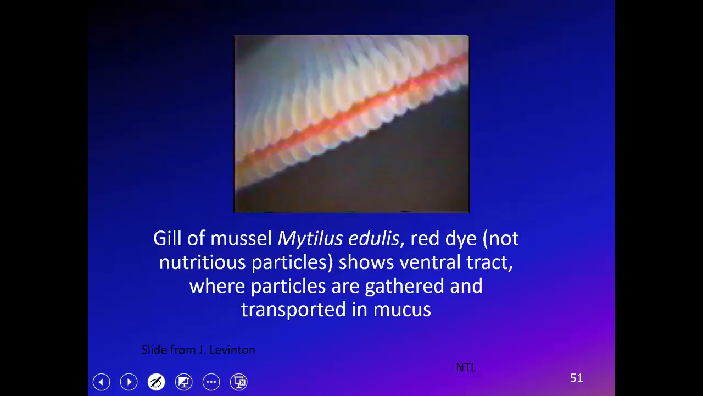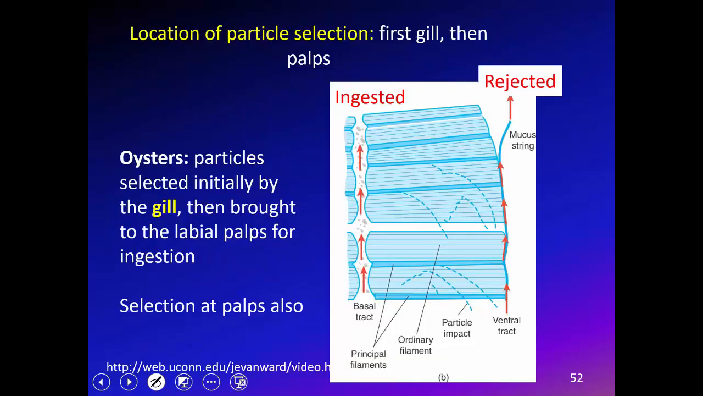Now, unfortunately, this picture is from a mussel, not an oyster, but it shows the idea. Basically, what's seen here is the separation of the cellulose particles, which do not have high nutrition. They are the ones that are staying red, and they're shown all going down this ventral tract, where they are all collected and excreted by the mussel. And here's a diagram just showing that.